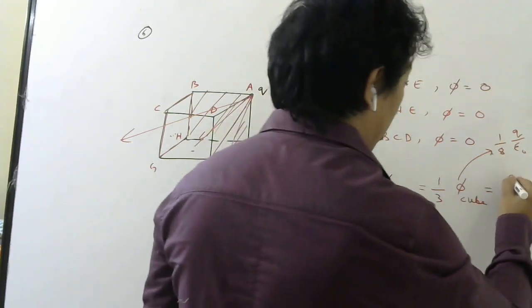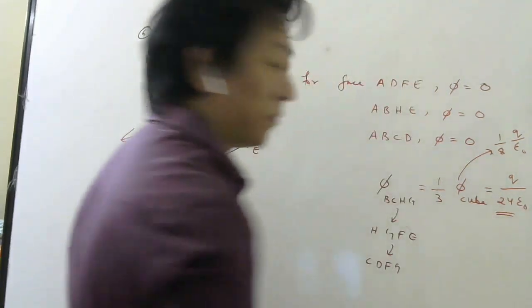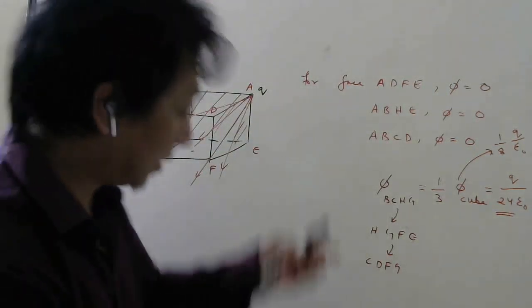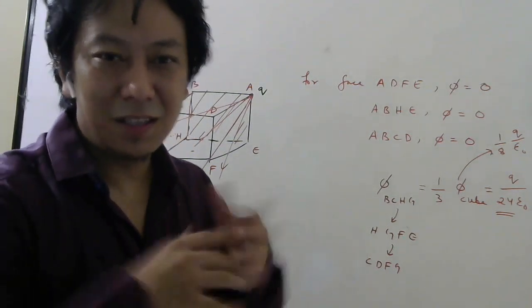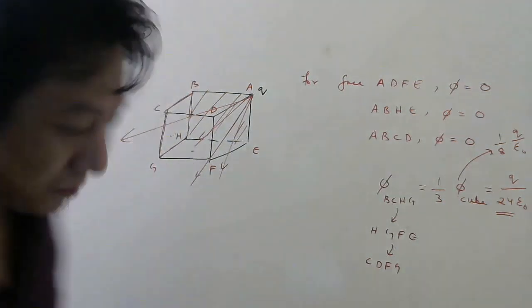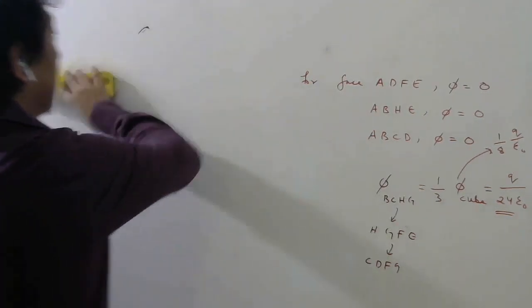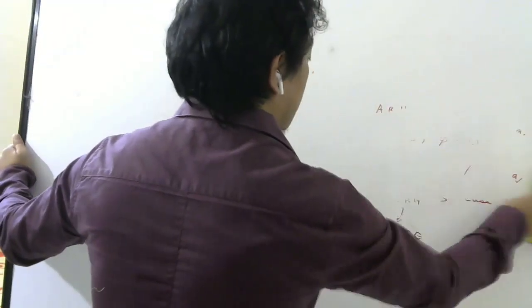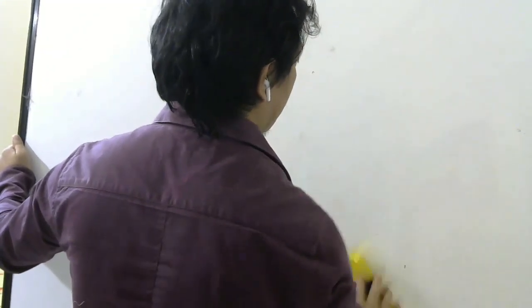Substitute this here. What will you get? Q by 24 epsilon naught. So 24 will come. Okay, students. So make sure you understand this problem. I hope I have explained it properly. So it's a little complex, a little thinking you have to do, but it is quite easy, right? Nothing is there. So basically the flux through the surface which contains the charge will be 0. Okay, let me give you some more now.